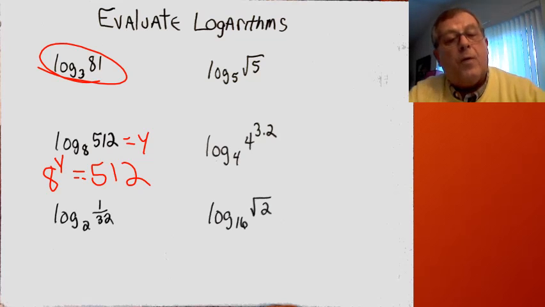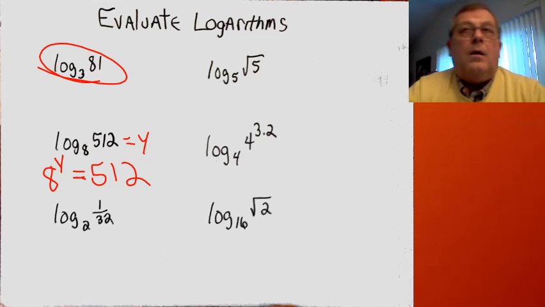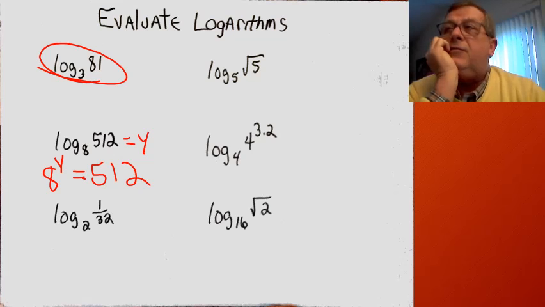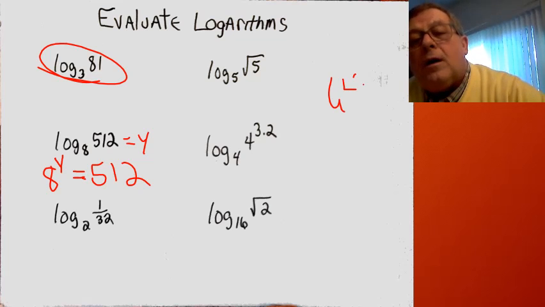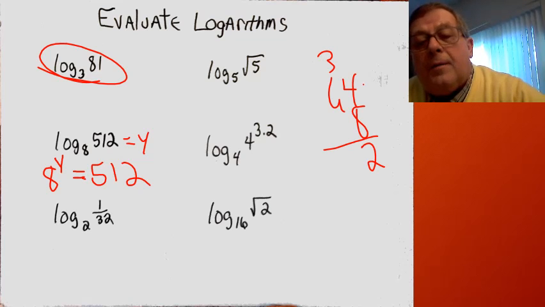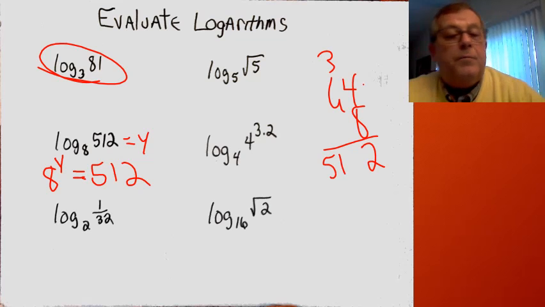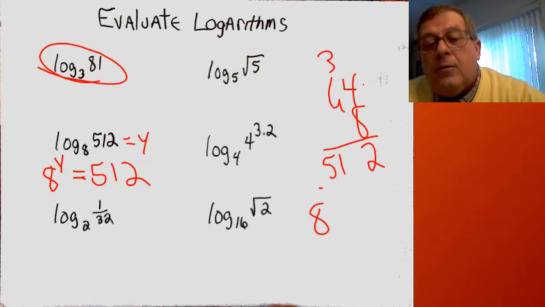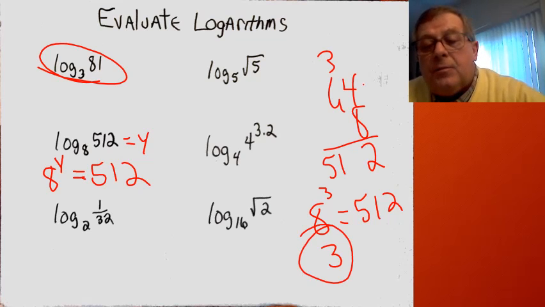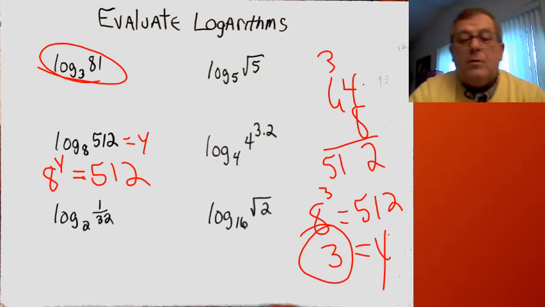I know that one pretty well. 8 times 8 is 64. And let's see, if I take 64 times 8, well, 8 times 6 is 48, plus 3, 512, boom, there it is. So 8 raised to the third power equals 512, and then 3 is my answer because 3 is equal to y.